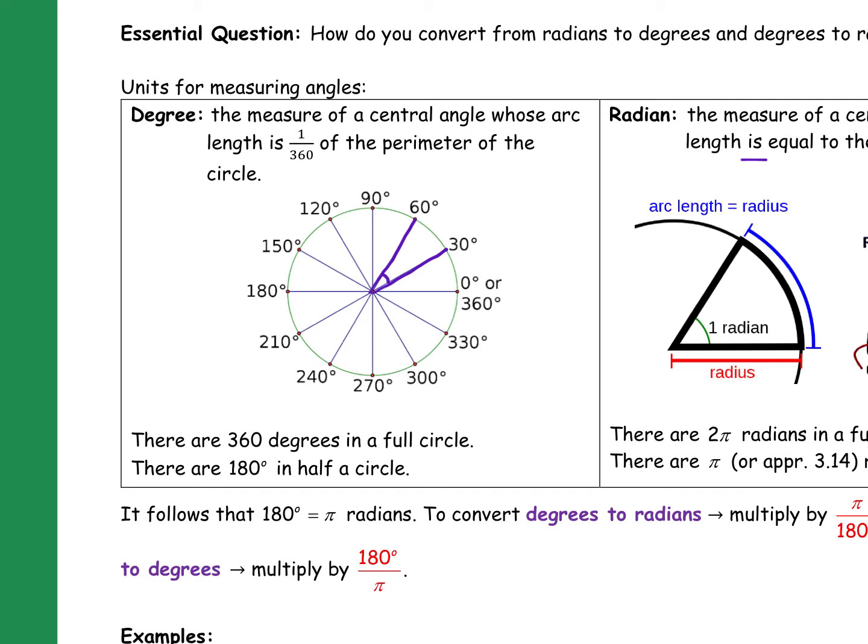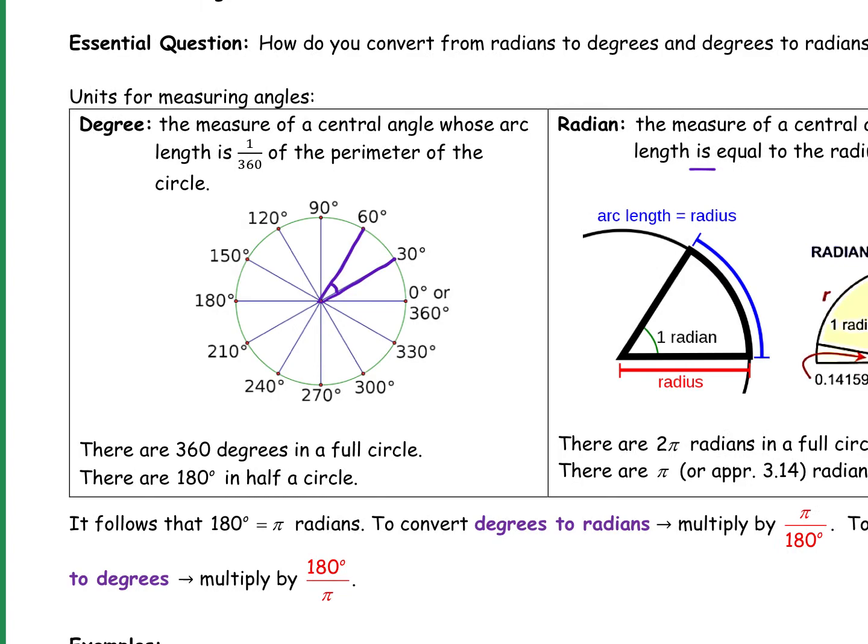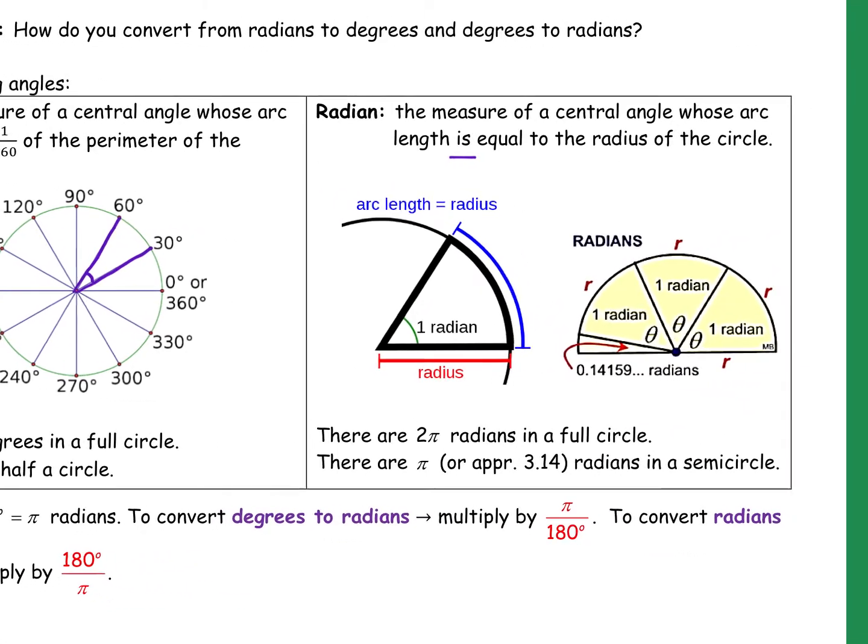Okay, so there are 360 degrees in a full circle and 180 degrees in a half circle, because half of 360 is 180. That makes sense, right? Okay, so what we're going to talk about now, we know what a degree is. Our new thing we're learning is what a radian is.